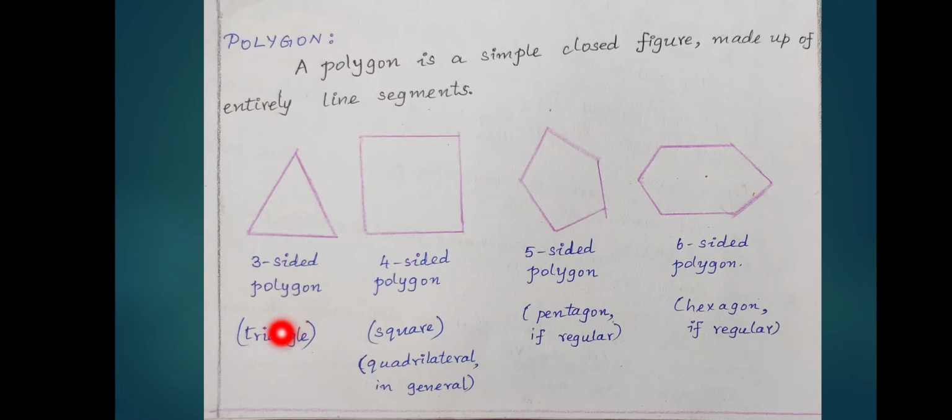A 3-sided polygon is called a triangle. A 4-sided polygon is called a quadrilateral in general. If all the sides are equal, and all the angles are 90 degrees, then it is called a square. So there are some conditions to get a square from a quadrilateral. Similarly, if all the sides of a 5-sided polygon are equal, then that 5-sided polygon is called regular and it will be called a pentagon.